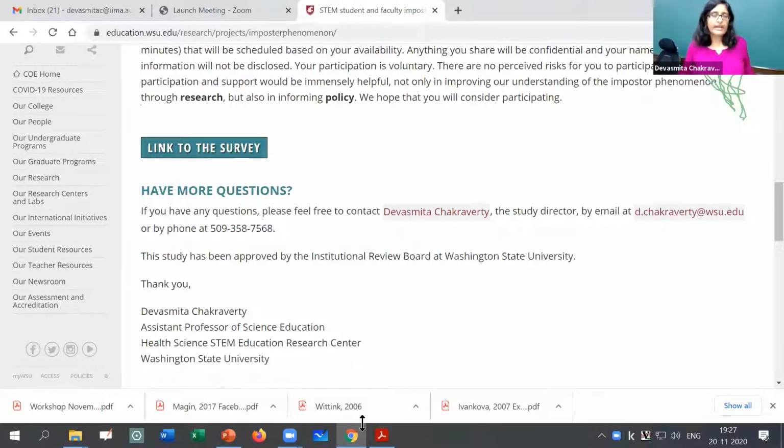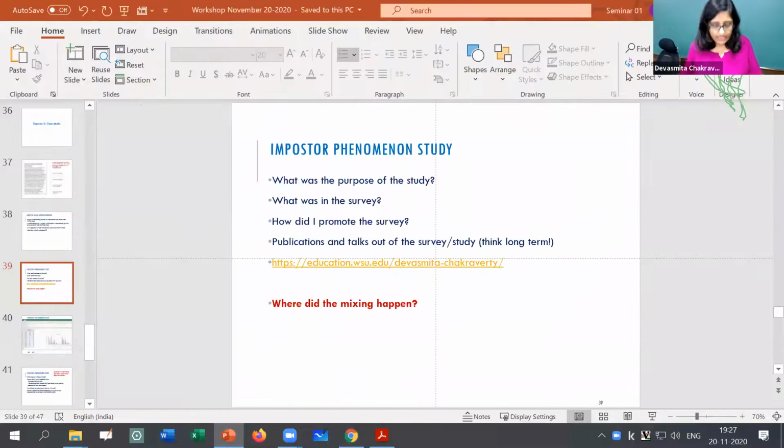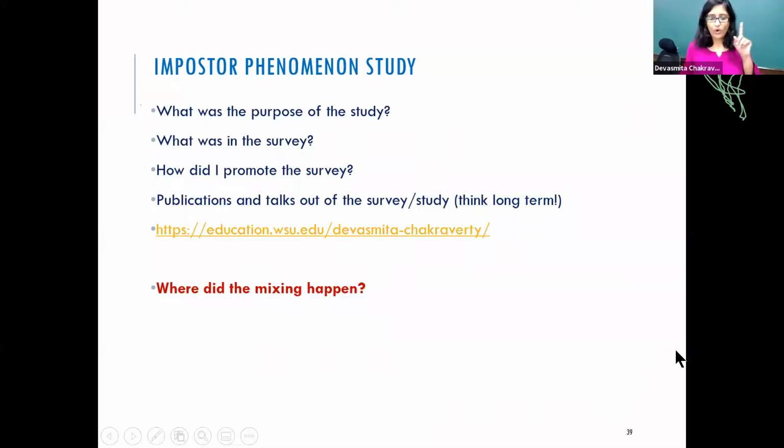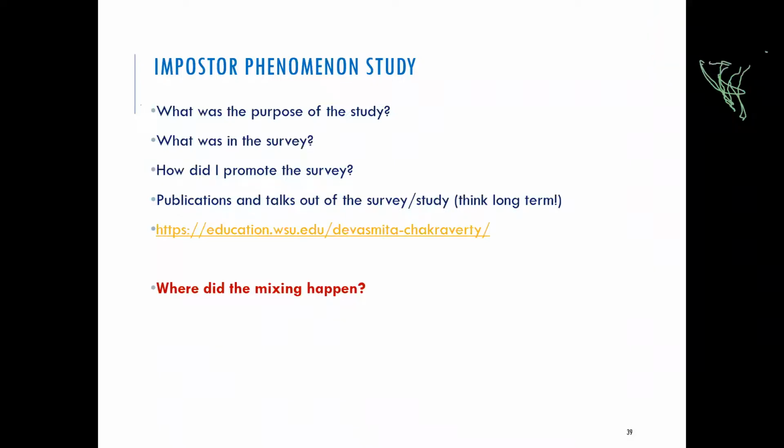But what the survey had was scale items. There are two different scales that look at it. So I had items from two different scales. I had a few demographic questions. And I also had one open-ended survey question. What was that open-ended survey question? Could you describe an instance when you felt like an imposter? So I'll repeat once more. Survey leading to interview.